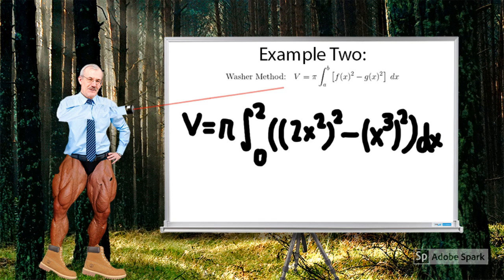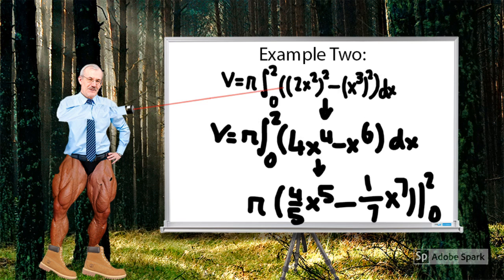Plugging in the variables, we get pi times the integral from 0 to 2 of 2x squared minus x cubed, squared, dx. Simplifying the integral from the previous slide, we get v equals pi times the integral from 0 to 2 of 4x to the fourth minus x to the sixth dx.